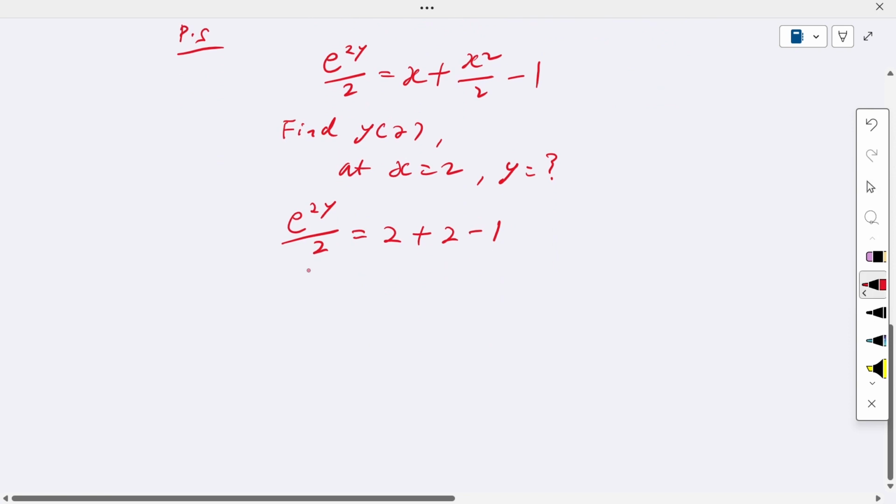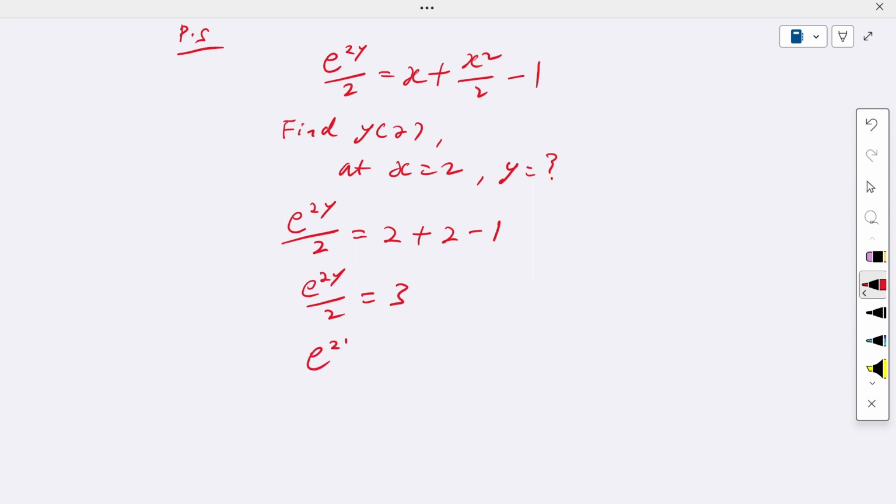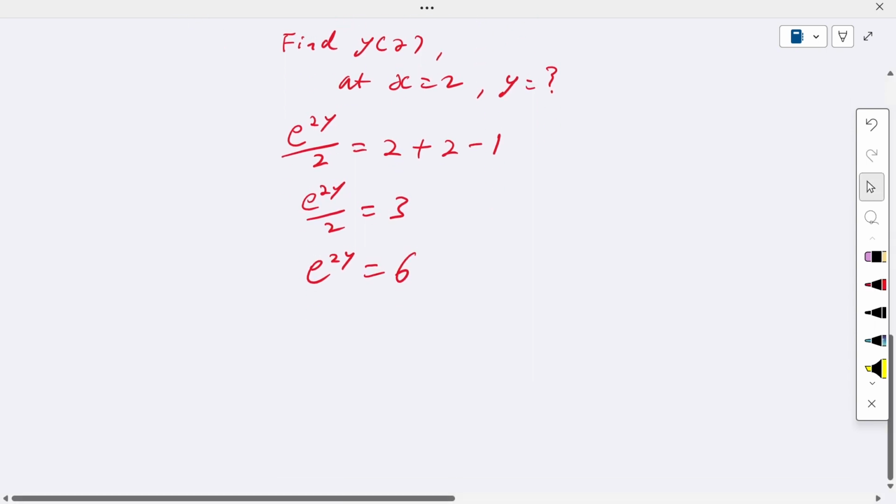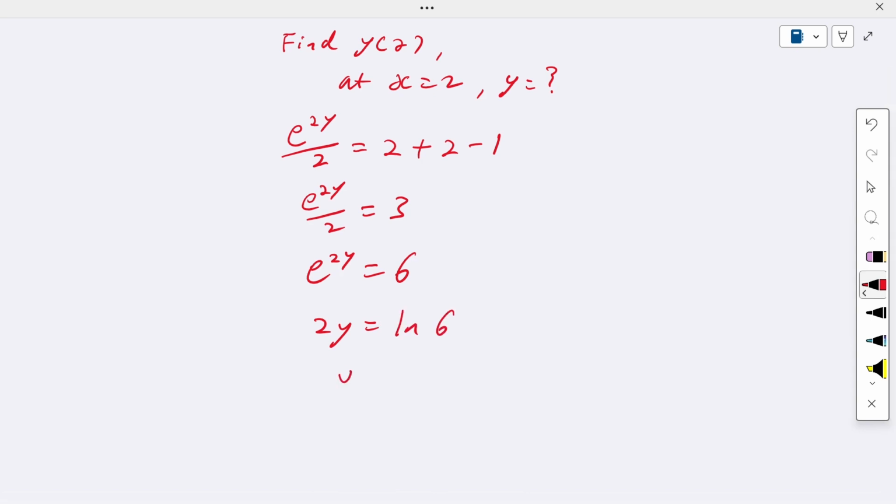Okay, so now we have e^(2y) divided by 2 equal to 4 minus 1, we get 3. Then e^(2y), we get 6. Okay, in this case, we can take the ln on both sides. Then we have 2y is equal to ln 6. And then y is equal to ln 6 divided by 2, which is equal to 0.896.